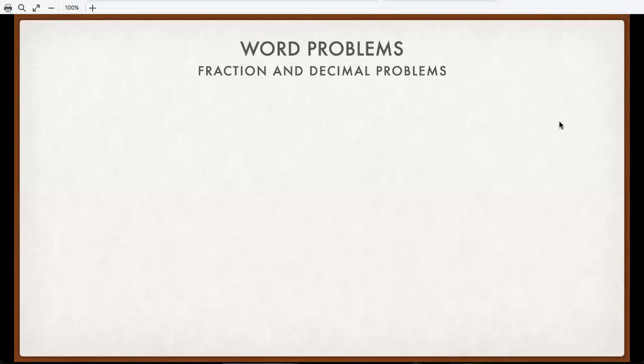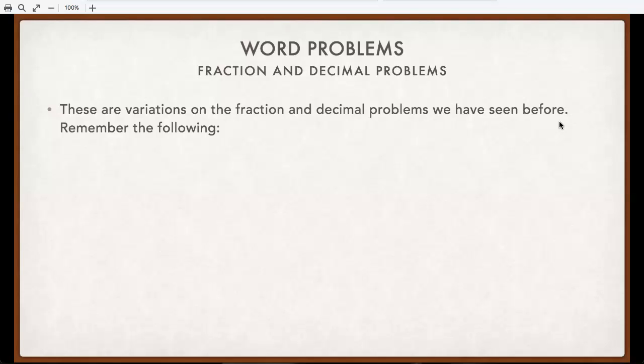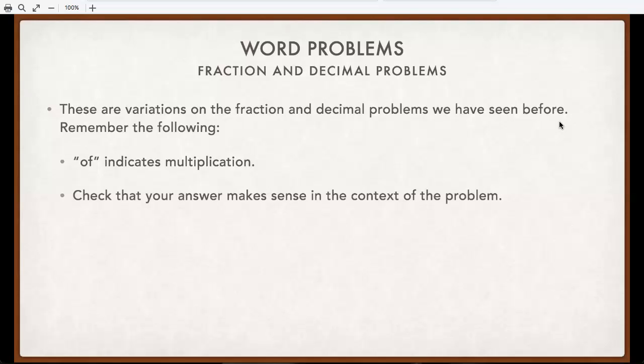Now, word problems involving fractions and decimals. We've seen problems like this before, things like 75 is 3/4 of what number, for example. But here we're going to be setting them in the context of real-world situations in word problems. A couple of things to keep in mind. First of all, of is going to indicate multiplication. And also, please, with these ones, make sure that your answer makes sense in the context of the problem.